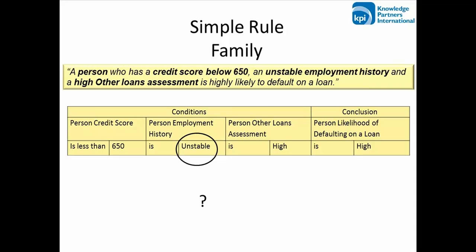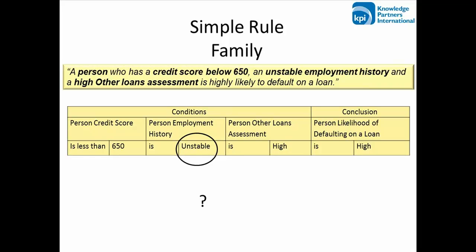We move to the next one and we say, okay, well, where do we get the person's employment history to compare it to the concept of unstable? Does it come to us as raw data? Does someone fill out an application and simply check off unstable on their application? And it turns out, of course, that this is not what happens.